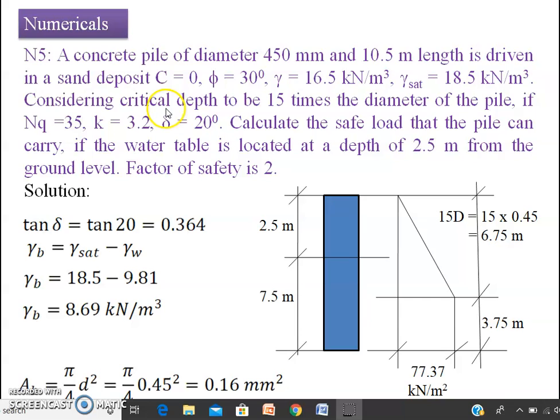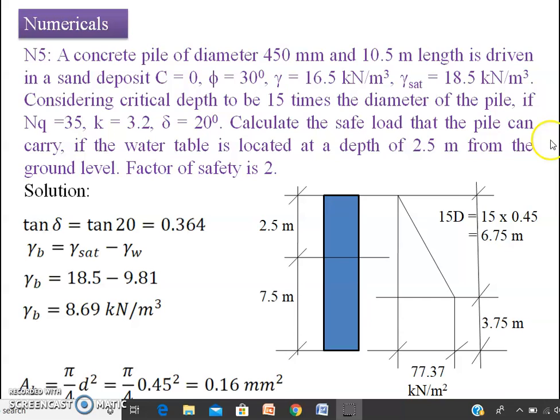Additionally, he says that there is a critical depth he has mentioned. What's the significance of this critical depth? The critical depth shows the depth at which the frictional resistance of the pile gets seized, especially in the case of a pile driven in sandy soil. It is given as 15 times the diameter of the pile.